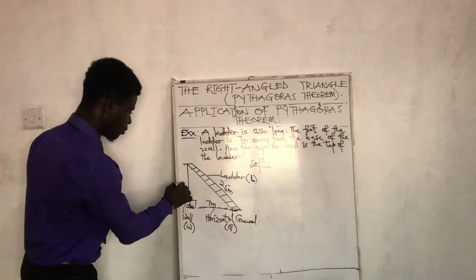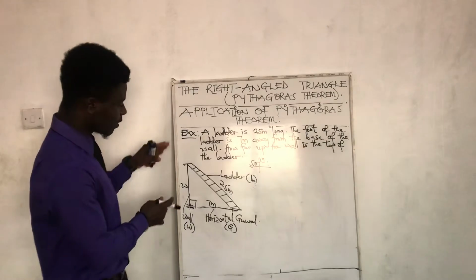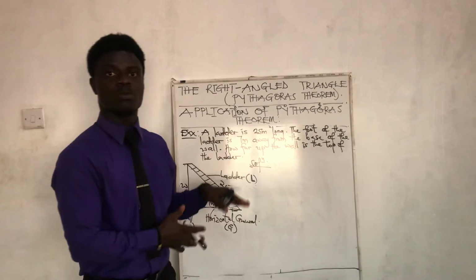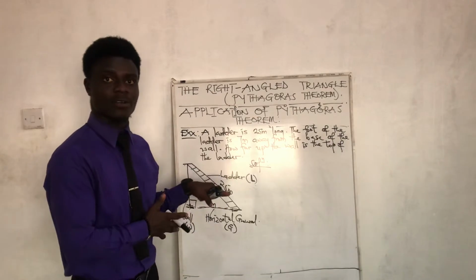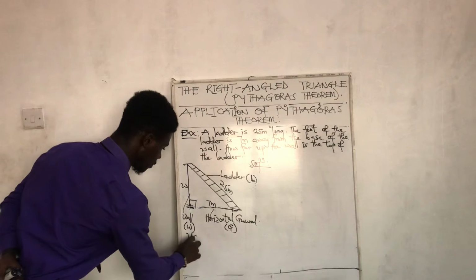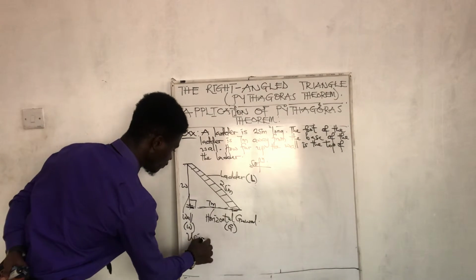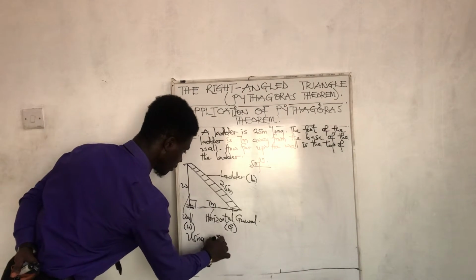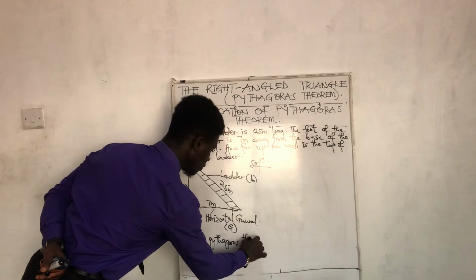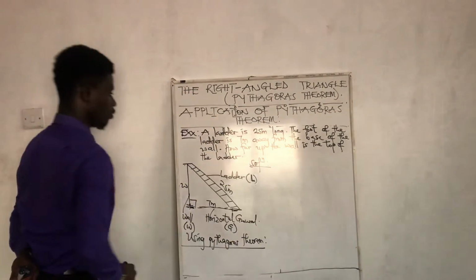So I have my wall. So now still we have what? A right angled triangle. So we have to use what? Pythagoras theorem in solving this. So we're using Pythagoras theorem.